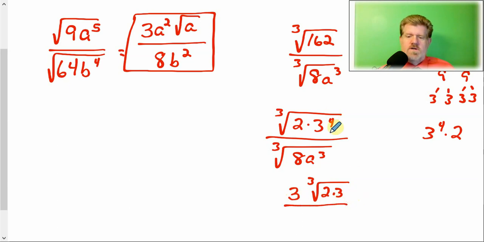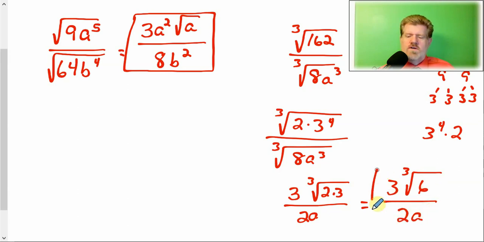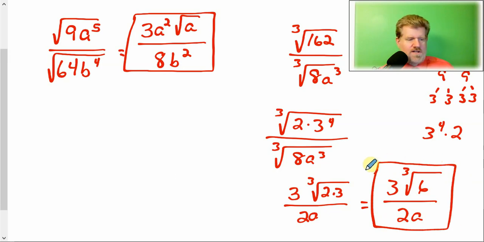All right, so remember, you have a group of 3 with 1 extra. The 1 comes out, the 1 stays. Cube root of 8 is 2. Cube root of a cubed is a, because 3 divided by 3 is 1. So just to simplify that one further step, 2 times 3 is 6 over 2a. All right, no radicals in the denominator, nothing else to simplify, so that is our answer. 2 cube root of 6 over 2a.